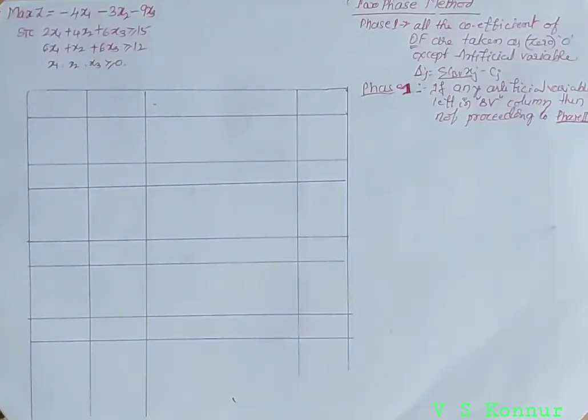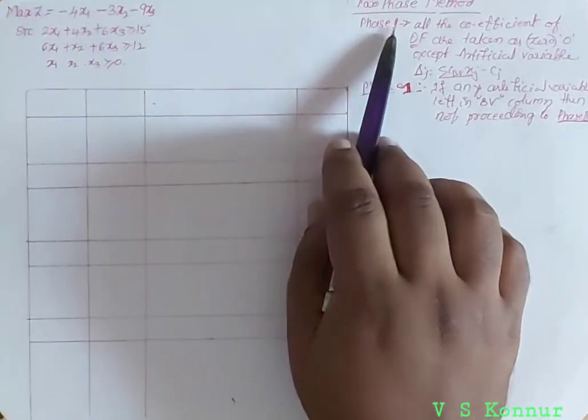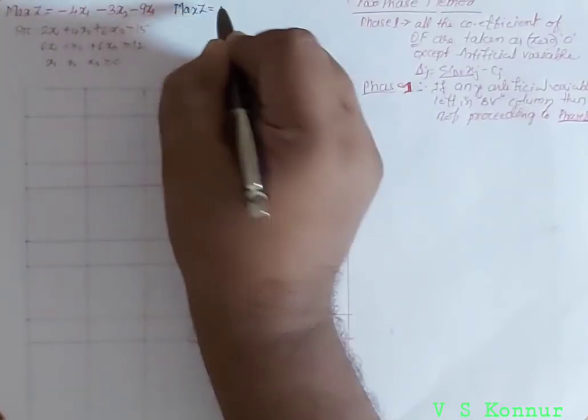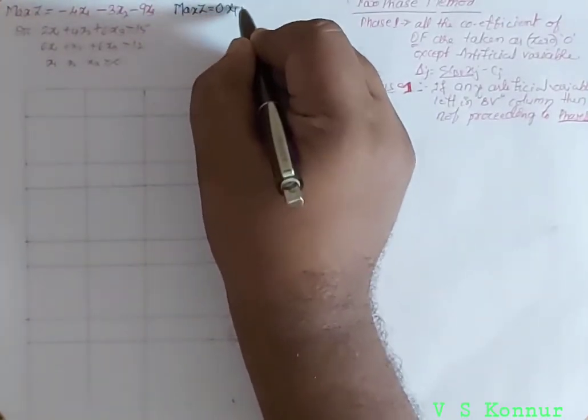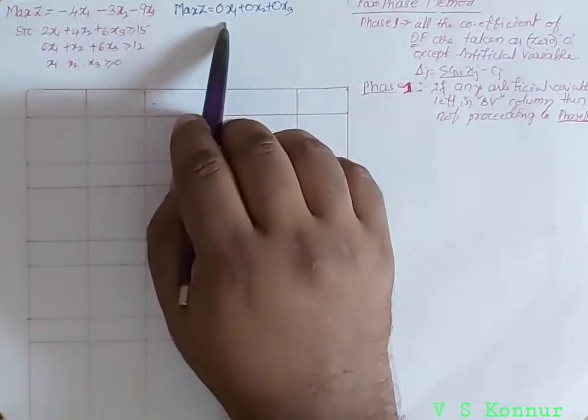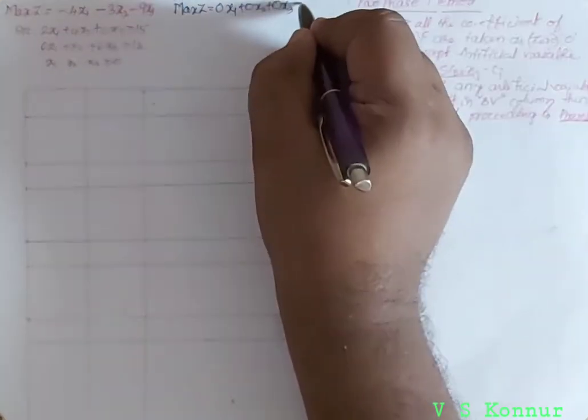Now we should bring it to the standard form by adding slack and surplus variables depending upon the application. Only the difference is we should add a -1 coefficient in the objective function instead of an artificial variable. I will explain that. Other than that, all the parts will be the same. But in phase 1, we write max z = 0x1 + 0x2 + 0x3, depending upon x1, x2, x3. I have taken 0x1, 0x2, 0x3, and I will explain later.